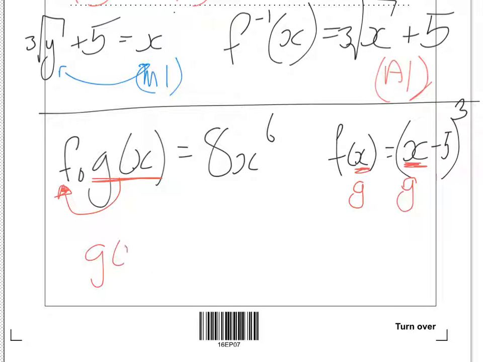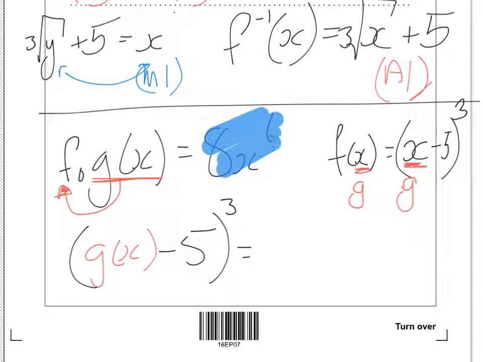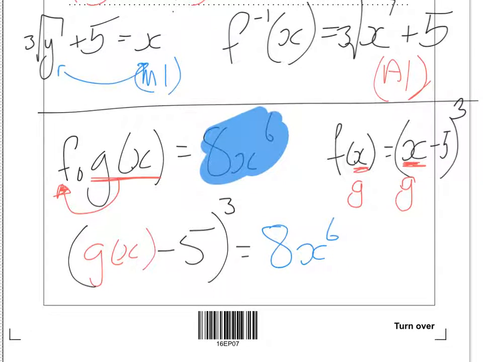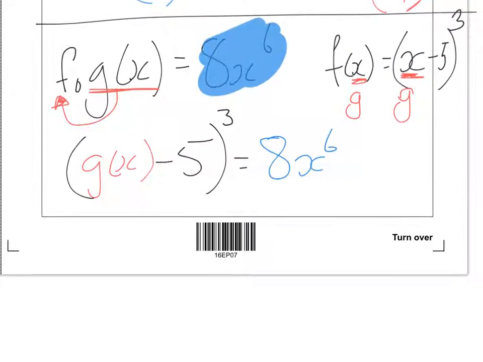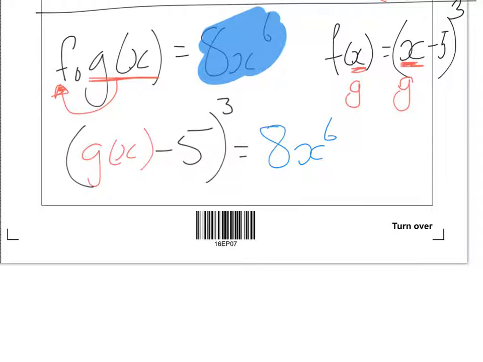g of x minus 5, cubed, is equal to this thing here, the 8x to the 6. And now I'm basically undoing the steps the same as I did before, but now instead of isolating x, I'm going to isolate g. I want to get that on its own to find out what function it was. It's exactly the same steps.